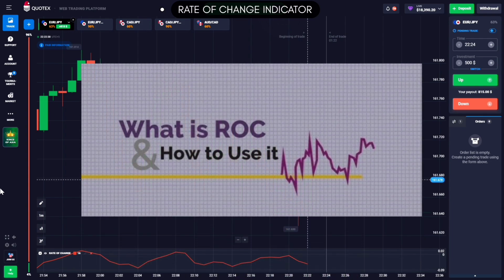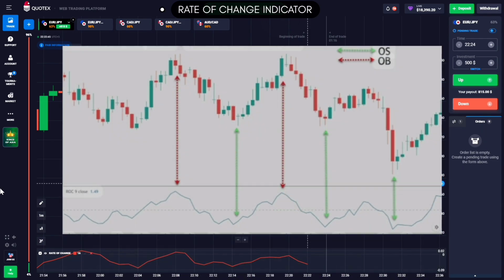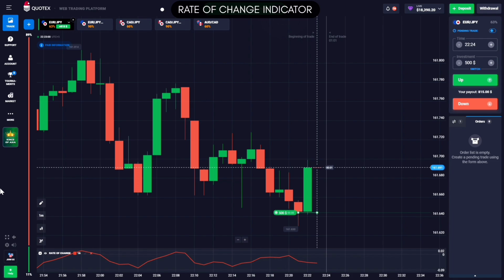Number 2. Interpreting the rate of change indicator. Positive rate of change indicates bullish momentum. Prices are rising compared to previous periods. Higher values may suggest an overbought condition. Negative rate of change indicates bearish momentum. Prices are falling compared to previous periods. Lower values may suggest an oversold condition.